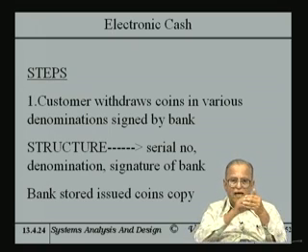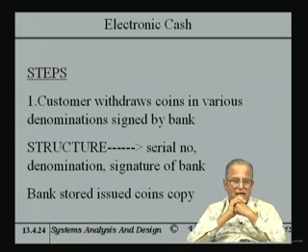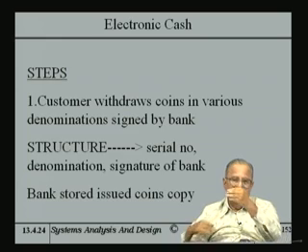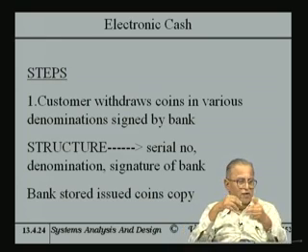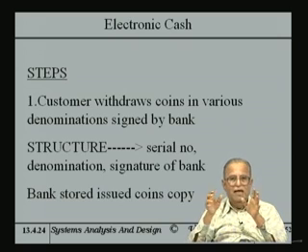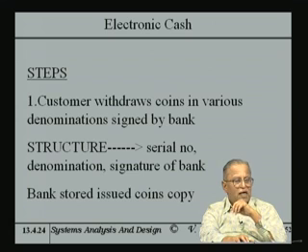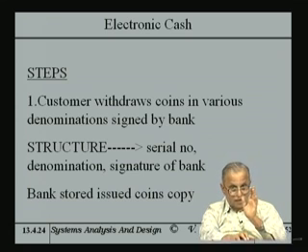Each token will say this is 1 rupee, and it will be signed by the bank's digital signature, and 5 rupee, 10 rupees, 15 rupees, 20 rupees, whatever. And it's got a serial number, denomination, and signature of the bank. So these three are there in each token. The bank stores all the issued coins, so that it knows to whom it is issued, and so it can debit that person when he purchases some goods. So it requires the bank to store it for debiting.